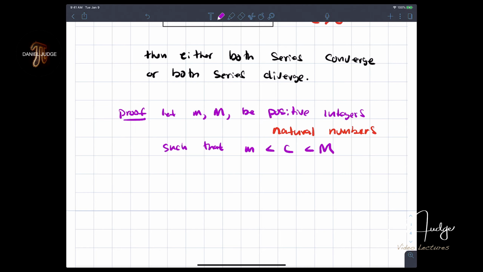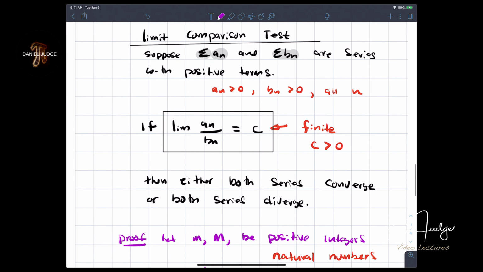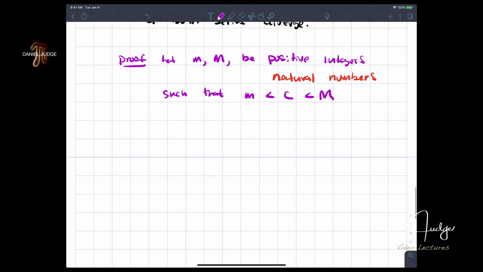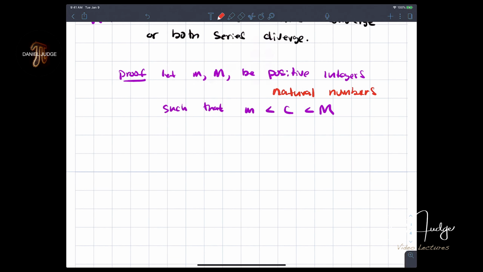Now, this is starting the proof. Remember, you say, what's the assumption here? Right here is what we're going to assume. It's an if-then statement, right? A conditional. It's if P then Q. So this is our assumption. We're assuming that the limit of the ratio is C, where C is finite and positive. And so let's recall that we are assuming that the limit of the ratio equals C. And yes, C is positive, and that makes sense because m and M are natural numbers, positive integers. So this is where we start our assumption.